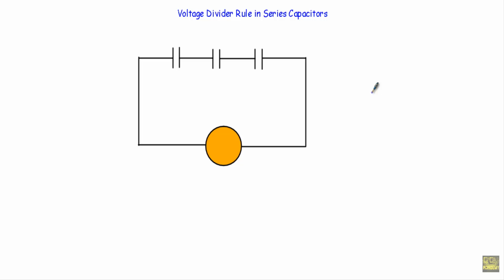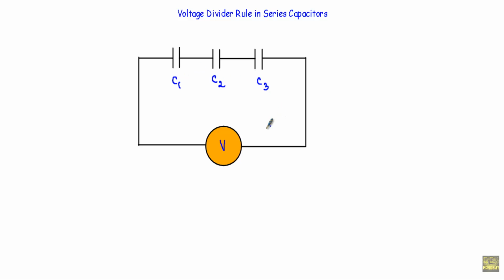In this video, I will show you how to calculate the voltage stored in a capacitor when they are connected in series. Let's say I have three capacitors C1, C2, C3. They are connected in series and I am supplying their series connection with a voltage of V.